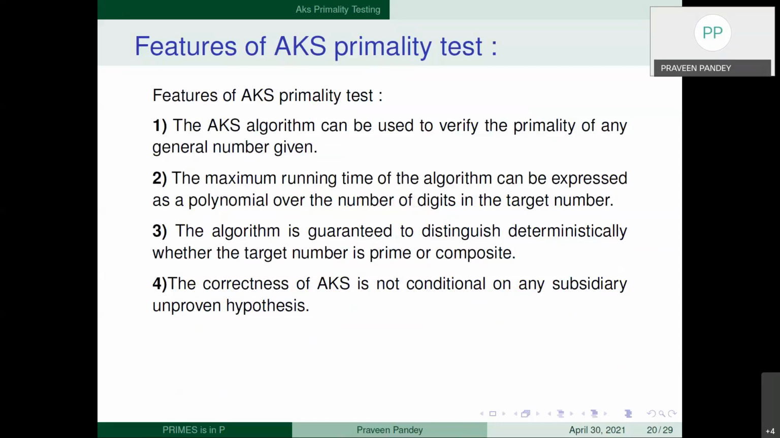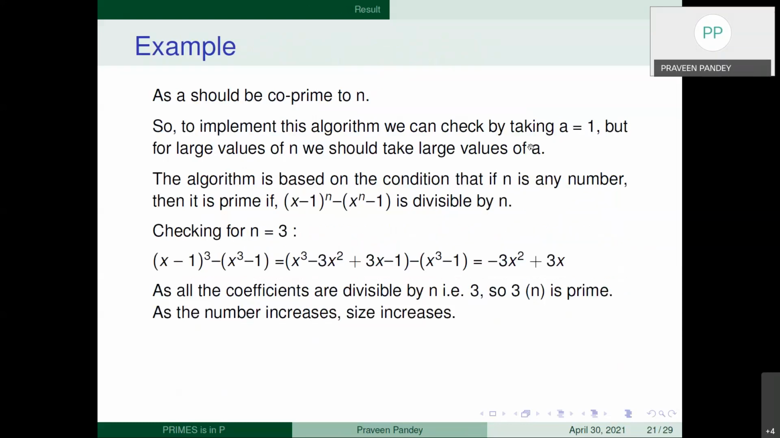For example, we have seen that there was an algorithm based on the Riemann hypothesis. So there's no such dependence here. Let's look at an example. Here a should be coprime to n. For (x + a)^n, this is the a. We are choosing a value of 1, and then (x - 1)^n minus (x^n - 1) must be divisible by n.